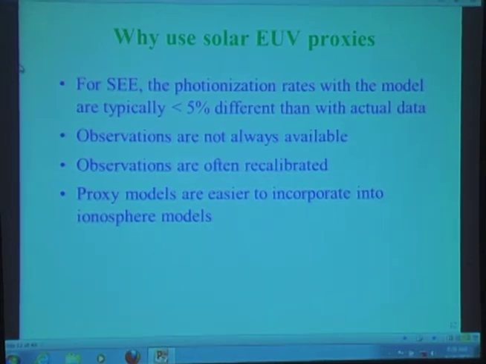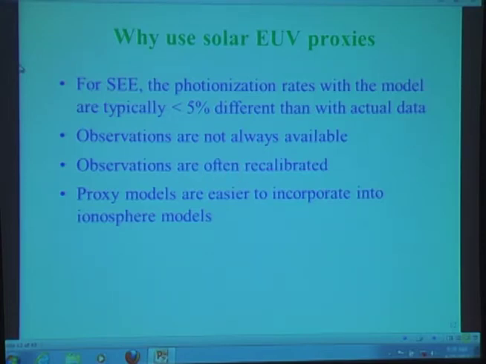For less extreme cases, the difference is even less. So from an ionospheric modeling point of view, you're not looking at a large error by using a model. So given that that's the sort of area you're looking at and the convenience of using a model, it makes some sense. Also, observations are not always available, and Frank will speak more to that.